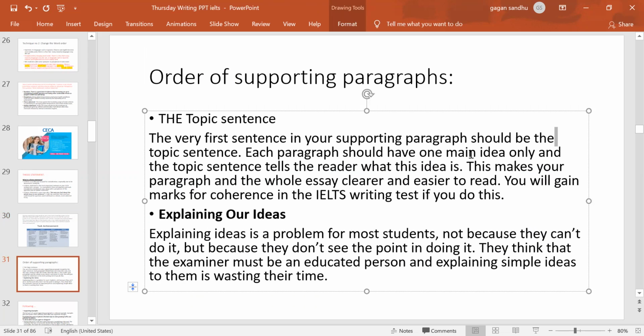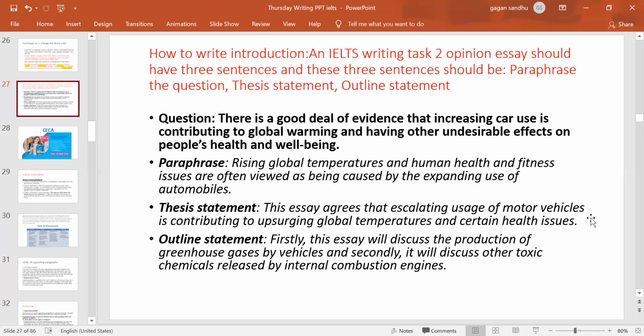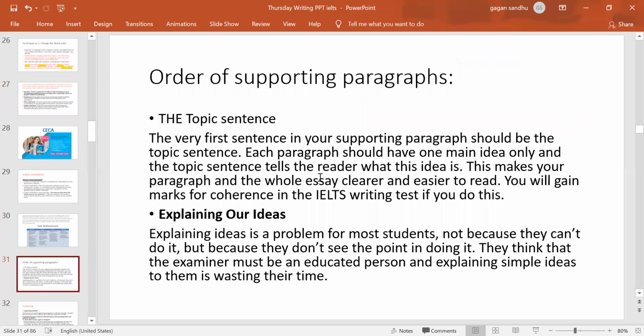Each paragraph should have one main idea, and the topic sentence tells the reader what this idea is. This makes your paragraph and the whole essay clearer and easier to read. You will gain marks for coherence in the IELTS writing test if you do so, right? So, explaining our ideas. Obviously the main idea here, as we said, will be the production of greenhouse gases by vehicles. So this is going to be our topic sentence for this paragraph, right?